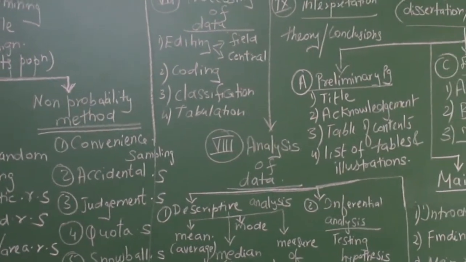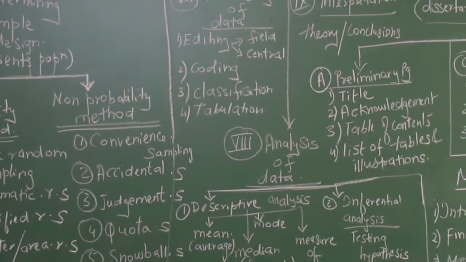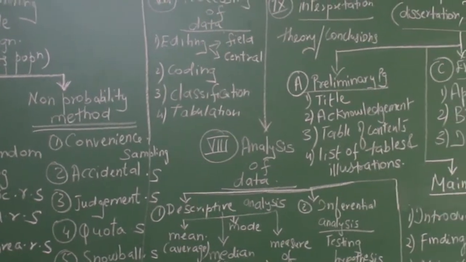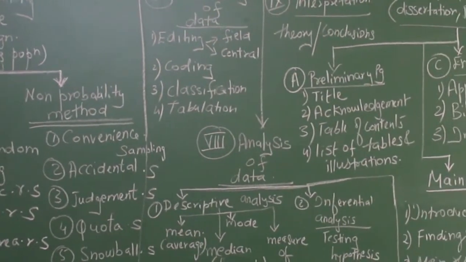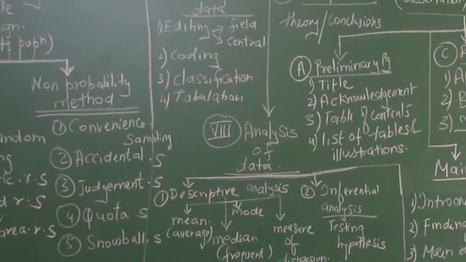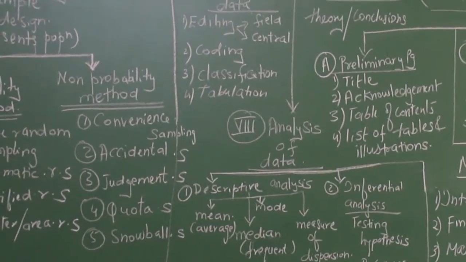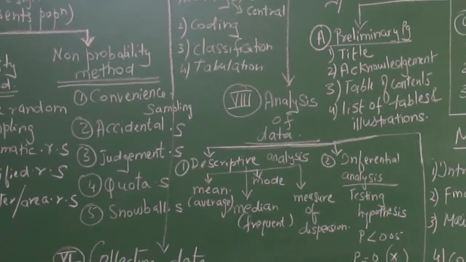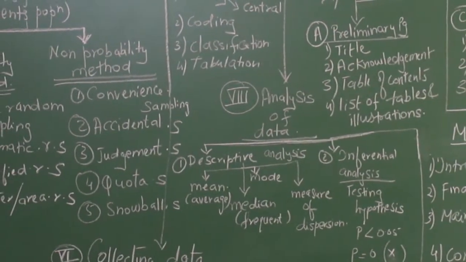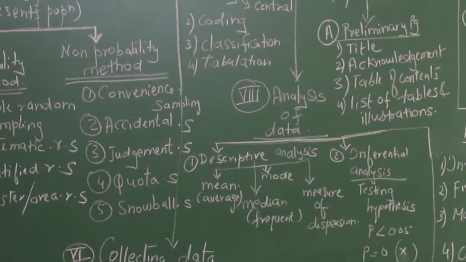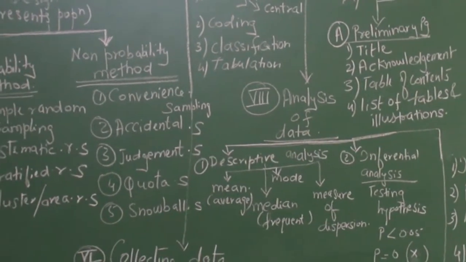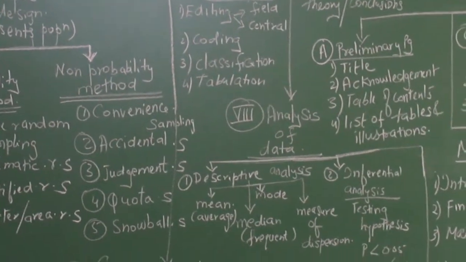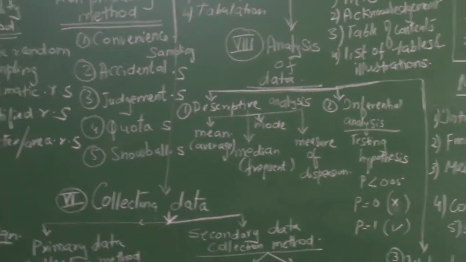You have to do editing, like for example, if you are on the field and if you want to immediately edit the questionnaire, then you edit on the field, and if it can wait you can go for a central place where all the questionnaires get accumulated and a person is there editing it. So either on the field or in the central, then you have to code it, give it a code. It becomes easy to feed it in the computer later on. Then classify, maybe by age, by income. Then if you want to make it in table form, you do the tabulation of it. It becomes easy then to analyze it, which is the next step, analysis of data.